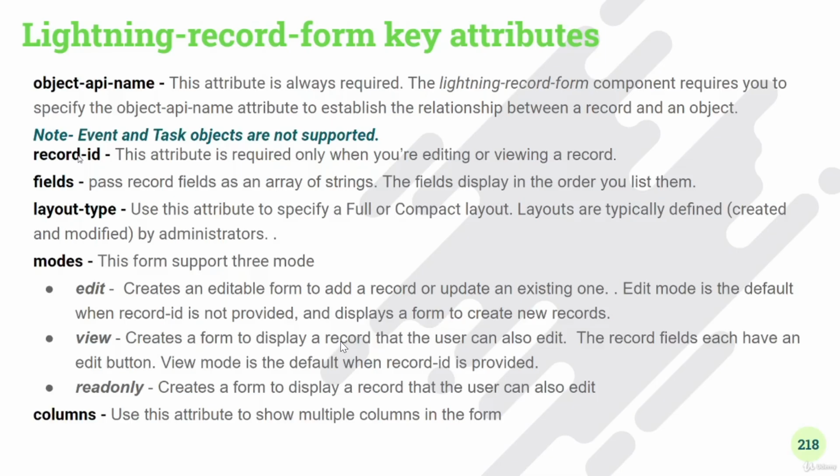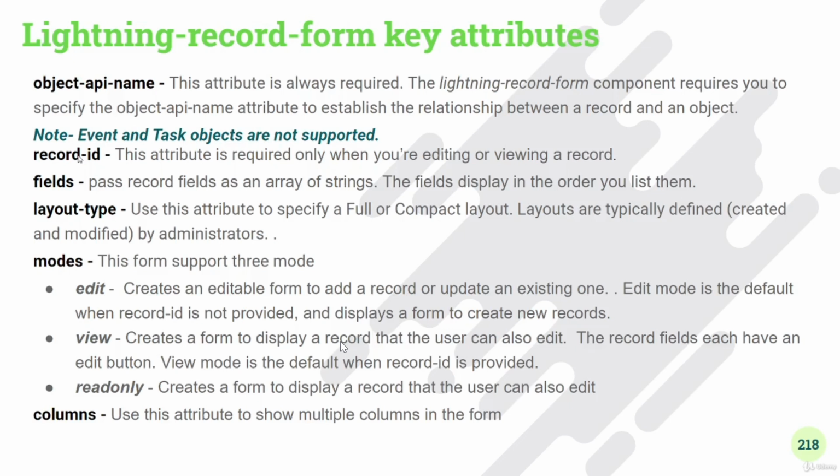We'll see everything one by one, because that time it makes more sense instead of theory. Then we have another property, layout type. This property specifies whether you want a full layout or a compact layout design. Then we have mode. You can explicitly set the mode, whether you want to show the form in edit mode, view mode or read only mode. And then we have the property columns. We use this attribute to show multiple columns in the form.